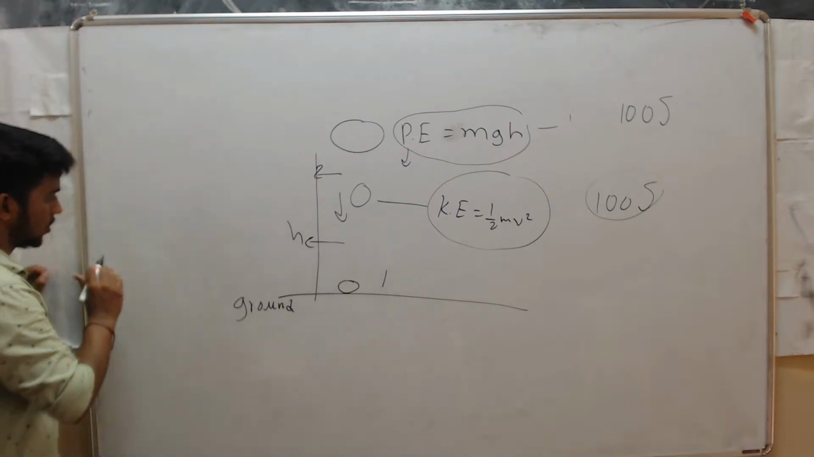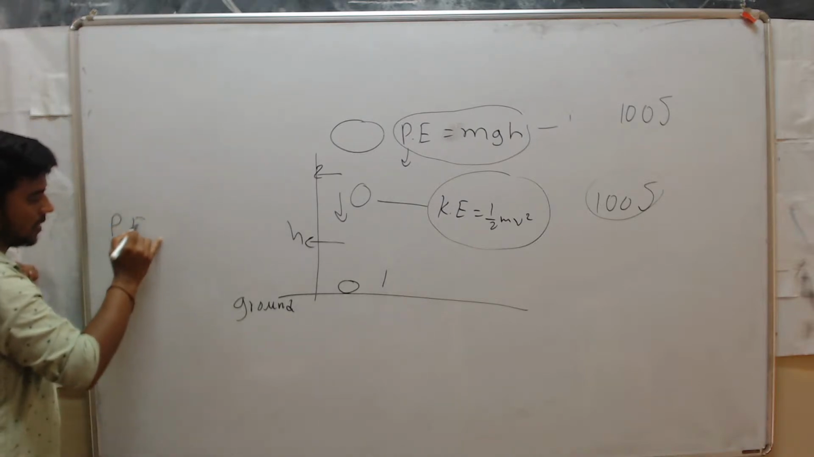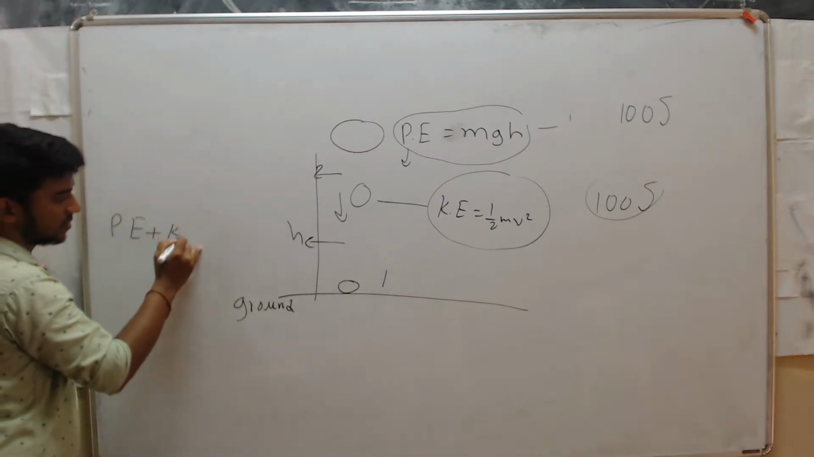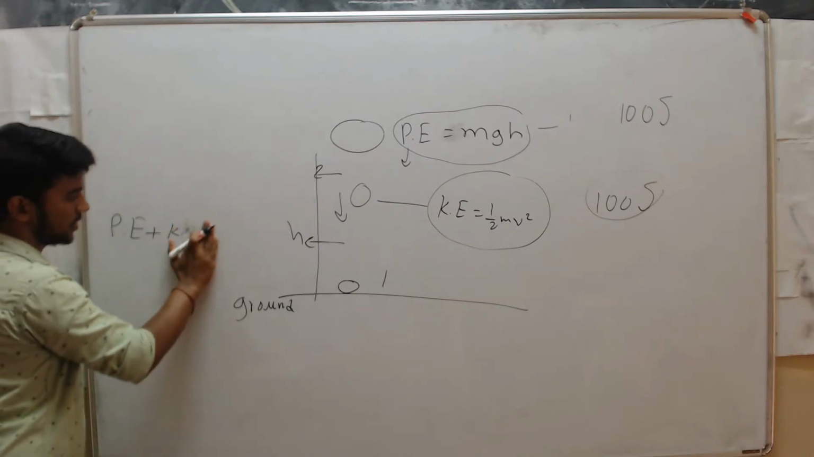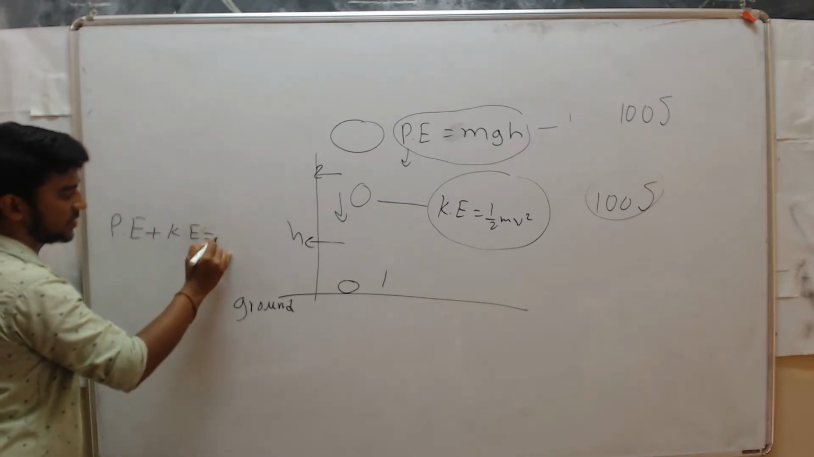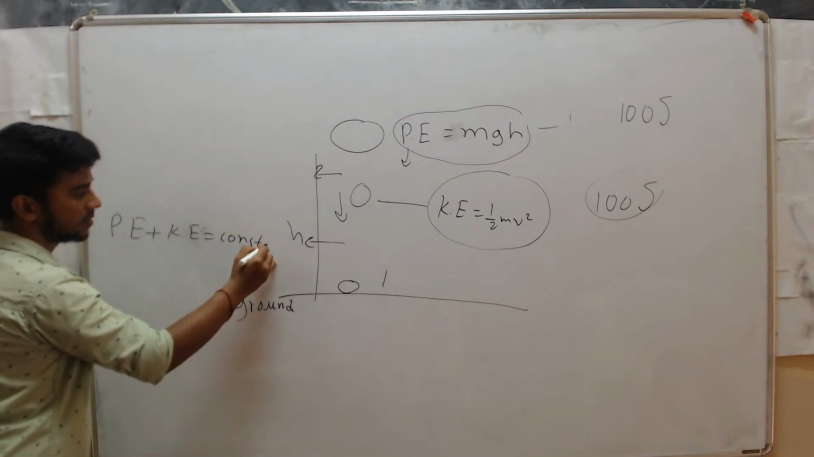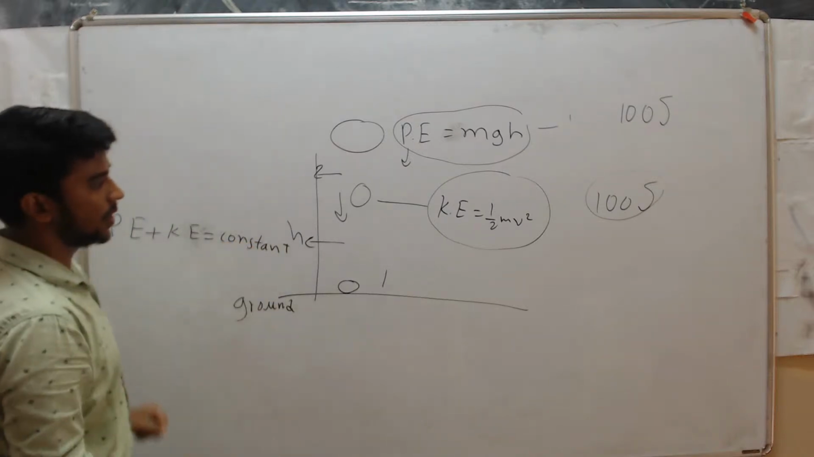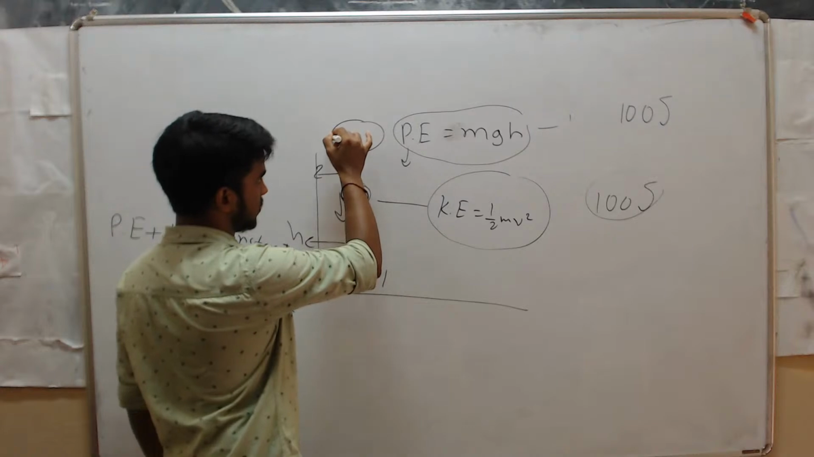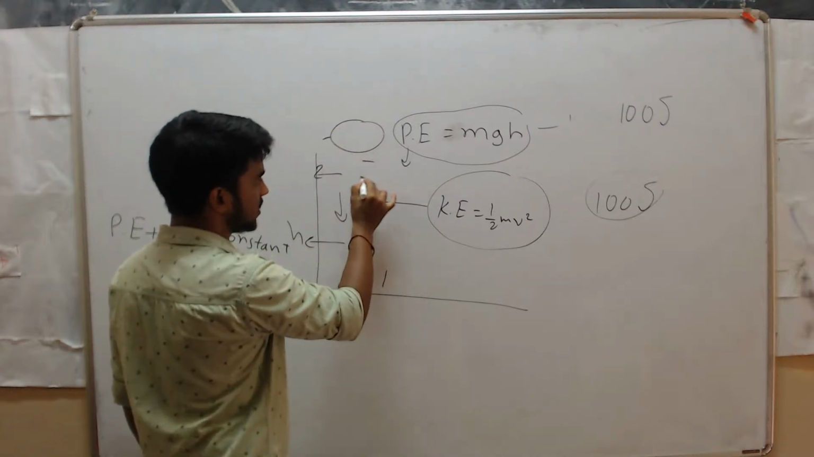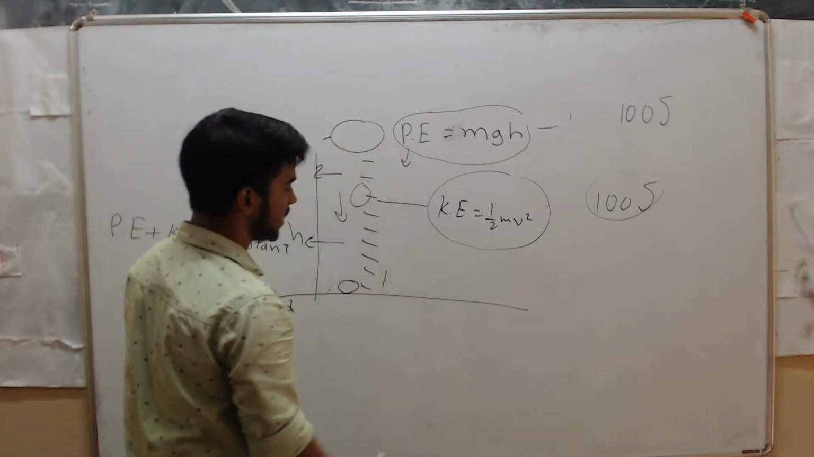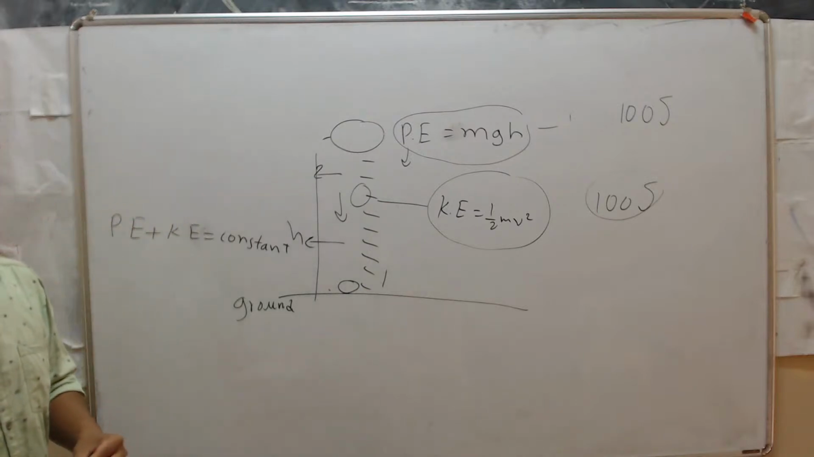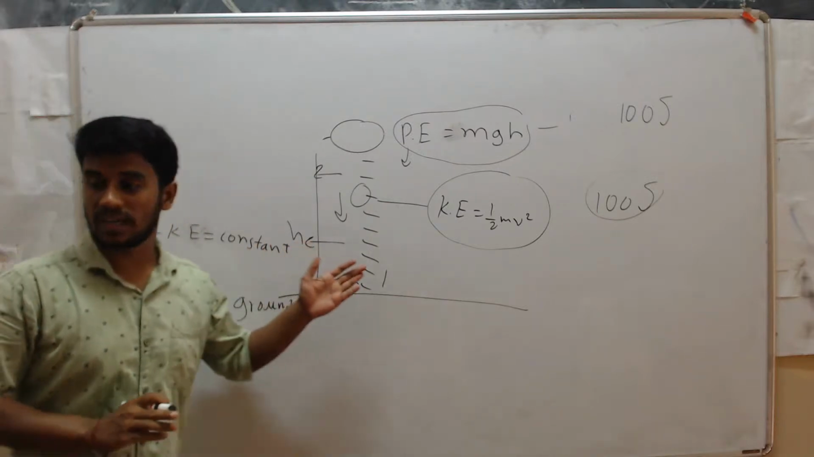Together, the potential energy plus kinetic energy is equal to a constant at each and every point. See, from here, this is your starting point and this is the ending point. At each and every point, in the absence of external force. So here we have to ignore the air resistance.